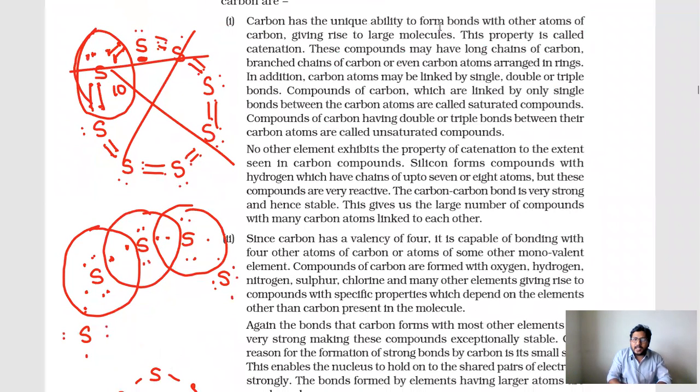Carbon has a unique ability to form bonds with other carbon atoms, giving rise to large molecules. This property is called catenation. You have to write this as 1 point. Carbon has a property called catenation. What is that catenation? These compounds may have long chains of carbon or branched chains of carbon, even carbon atoms arranged in the form of rings.